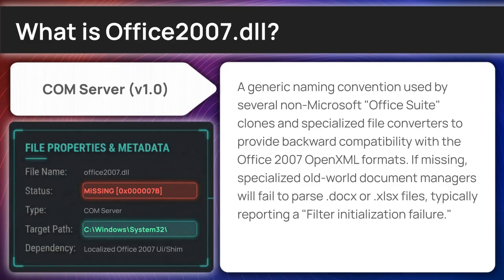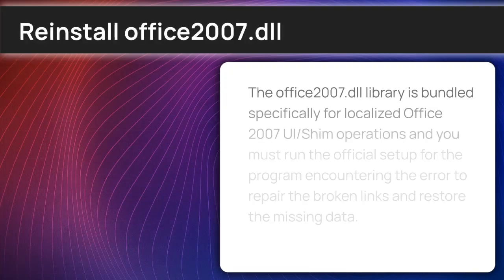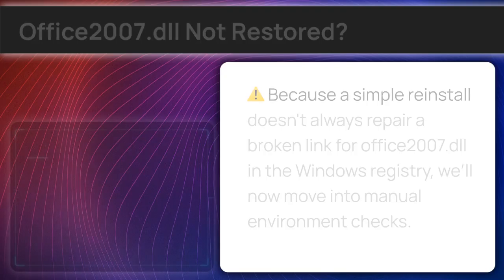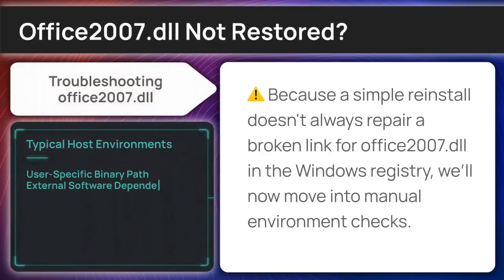With the explanation out of the way, let's refresh the affected files. The Office 2007 Library DLL library is bundled specifically for Localized Office 2007 UI/Shim operations, and you must run the official setup for the program encountering the error to repair the broken links and restore the missing data. If that initial setup didn't clear the pop-up, let's examine the specific initialization sequence assigned to your applications directory.